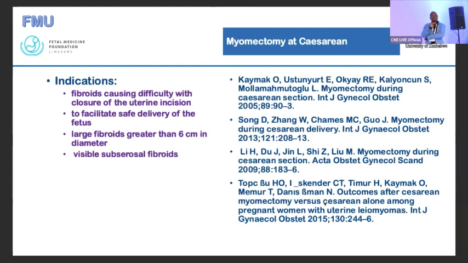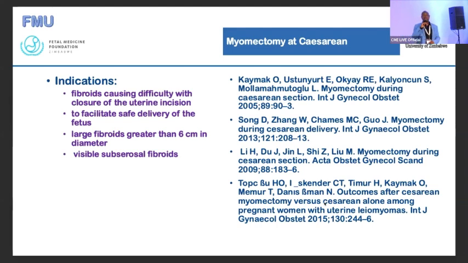Myomectomy and cesarean section. There was a talk on this one earlier again. What are the indications? Fibroids causing difficulty with closure of the uterus. So if the fibroid is lying in the lower segment and you are failing to close the uterus, the teaching is just go around the fibroid. Don't go through the fibroid, but sometimes you may inadvertently go through it. So if you can't close the uterus, then you may be forced to do myomectomy at C-section. It may be necessary to do it to facilitate delivery of the baby or even the placenta.